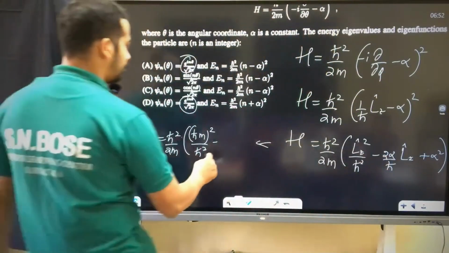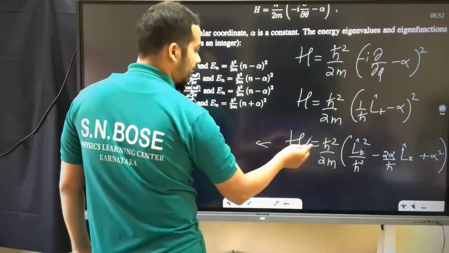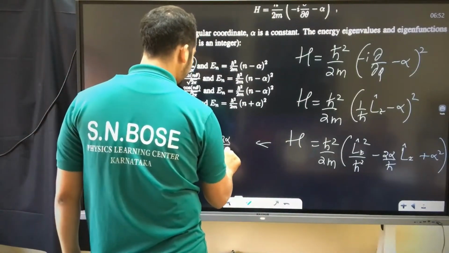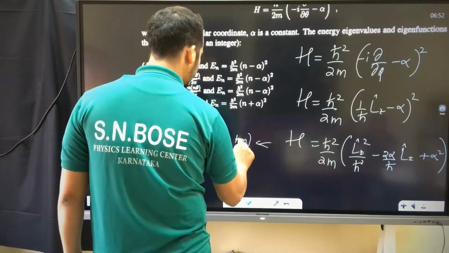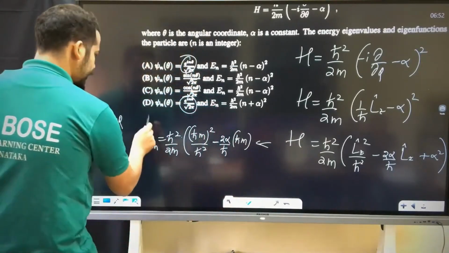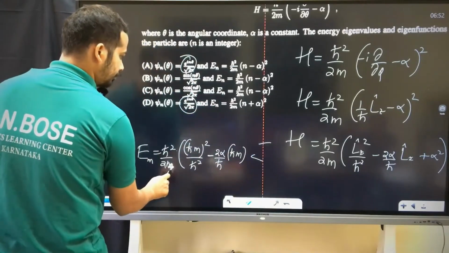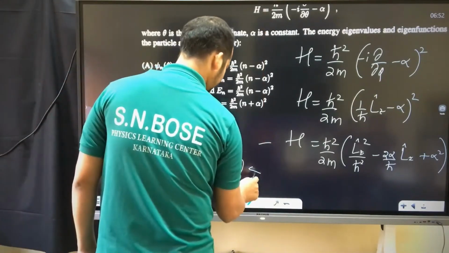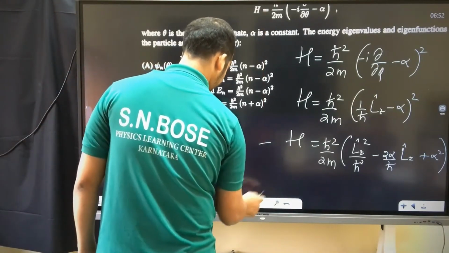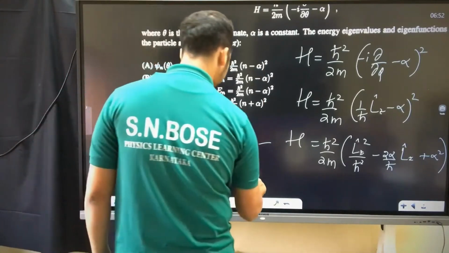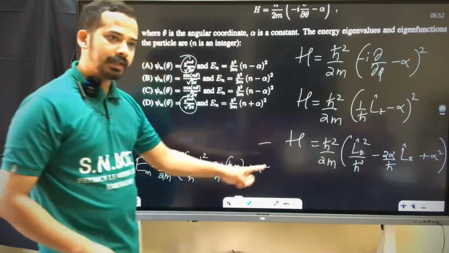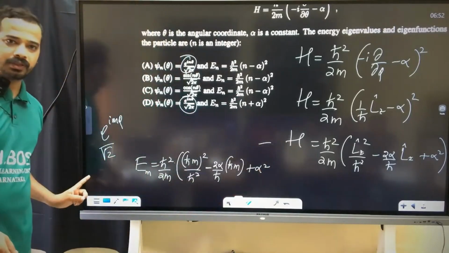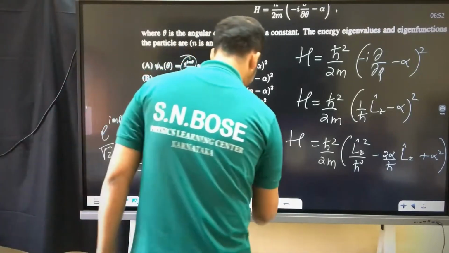Minus 2 alpha by h bar into what is Lz? H bar into m plus alpha square, simply alpha square into identity. If you have identity operator, what is the eigenvalue? 1. Am I right?